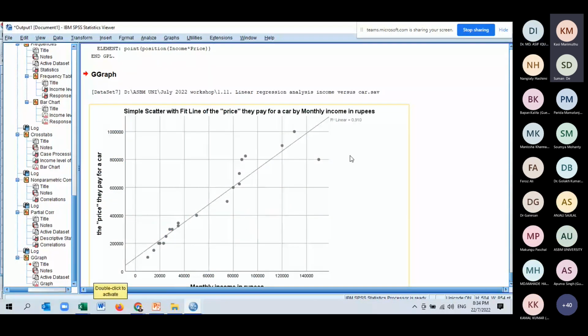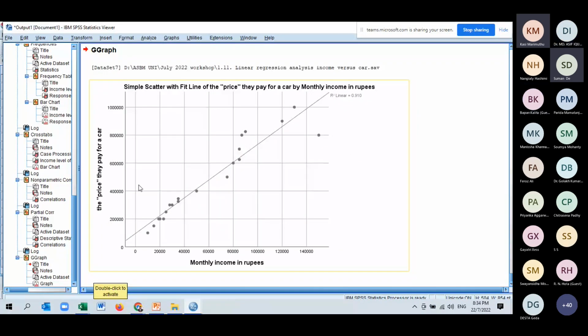So is it a steady line? Is it significant? As income increases, is the price they go for when purchasing a car increasing? So 91% of the price variance can be explained by income. So for the people who have purchased a car so far, the higher the income, the higher the money they paid for purchasing a car. Significant. So with this, we can predict.